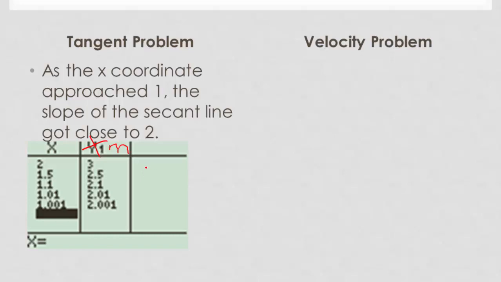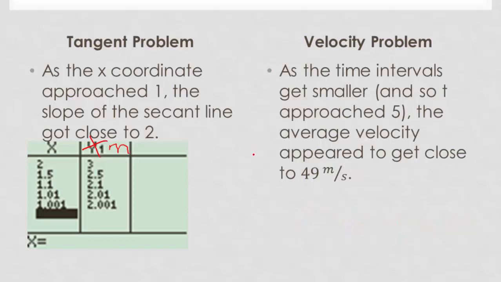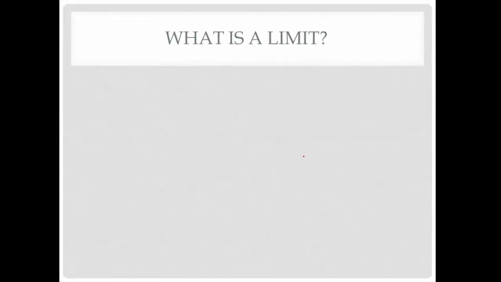When we talked about the velocity problem, as the time intervals got smaller, and that meant that the time was approaching an exact value of 5 seconds, we looked at the time interval from 5 seconds to 6 seconds, from 5 seconds to 5.5 seconds, etc. And as that time approached 5, the average velocity appeared to get close to 49 meters per second. That's also a limit.